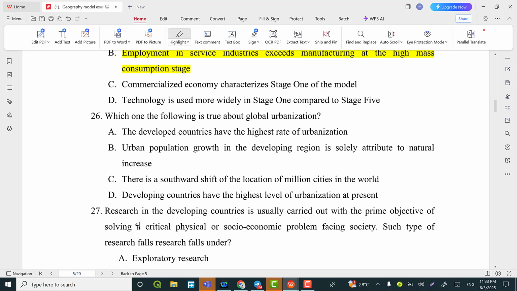B. Urban population growth in developing regions is solely attributed to natural increase? No. C. There is a southward shift of the location of million cities in the world? Yes. Southward shift means that within the southern part of the world, there are more developing countries, and the rate of urbanization in developing countries is very high. So C is the answer. D. The developing countries have the highest level of urbanization at present. No.